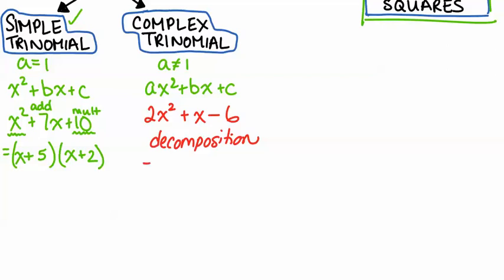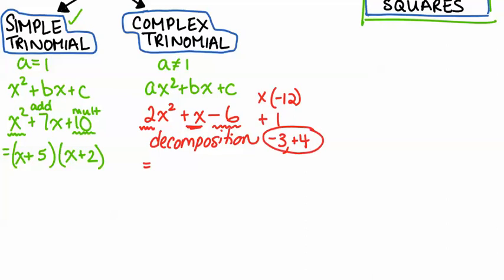So if you choose decomp, what you're going to try to do is, first, multiply this guy and this guy together. So 2 times negative 6. You're going to try to find a number that multiplies to negative 12, and then a number that adds to the middle one, a number that adds to 1. So what multiplies to negative 12 and adds to 1? I'm going to say negative 3 and positive 4 will be our numbers that we're going to use.